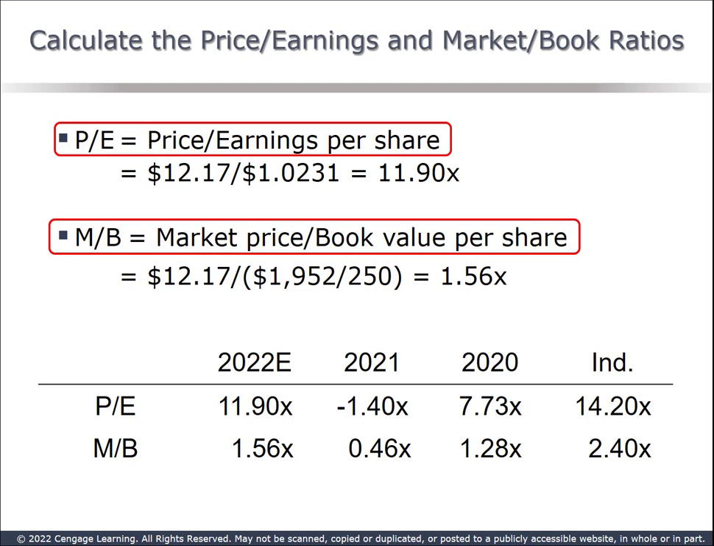Now we need market price per share for our market value ratios. DeLeon forecasted a stock price of $12.17 per share and earnings per share of $1.0231 for 2022, yielding a P/E ratio close to 12. Market to book measures the market price per share to book value per share. Like current ratio, this should be greater than 1.